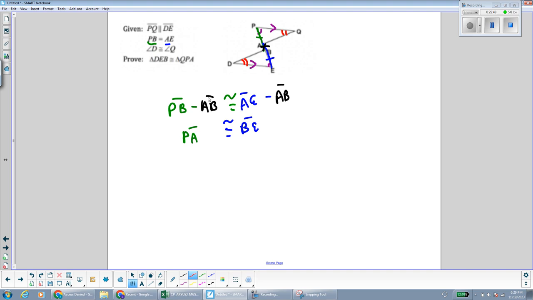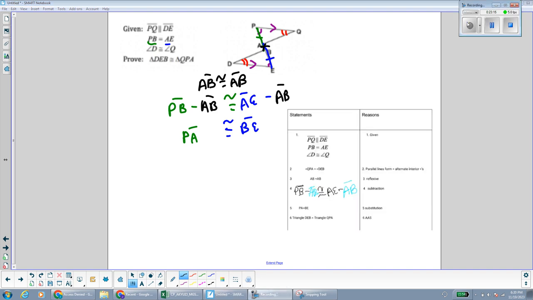In order for our subtraction to work, we have to be starting with two congruent segments and subtracting two congruent segments. PB and AE, our starting segments, are congruent from the givens. But we do need to state that the segments that we're subtracting are congruent as well in order for our subtraction to be valid. So in your proof, you would need to say that AB is congruent to itself, and that is by the reflexive property. Here is the full written up proof. Feel free to pause the video so you can check it out.